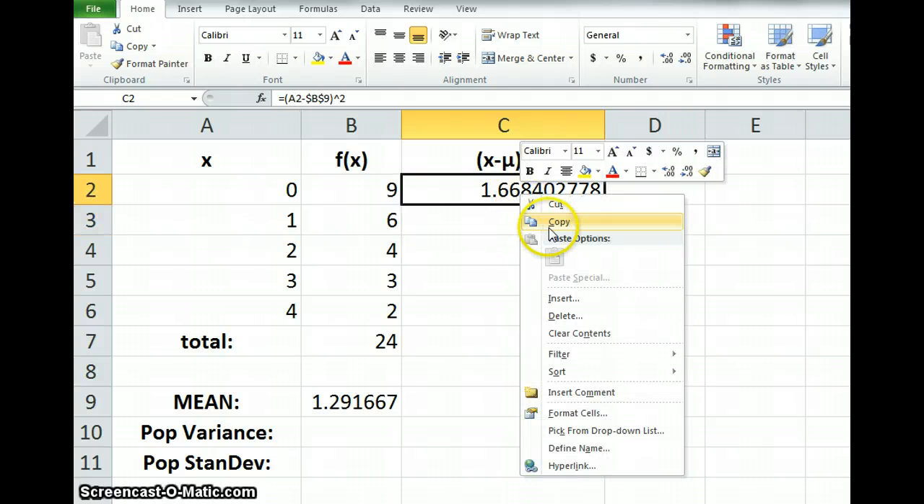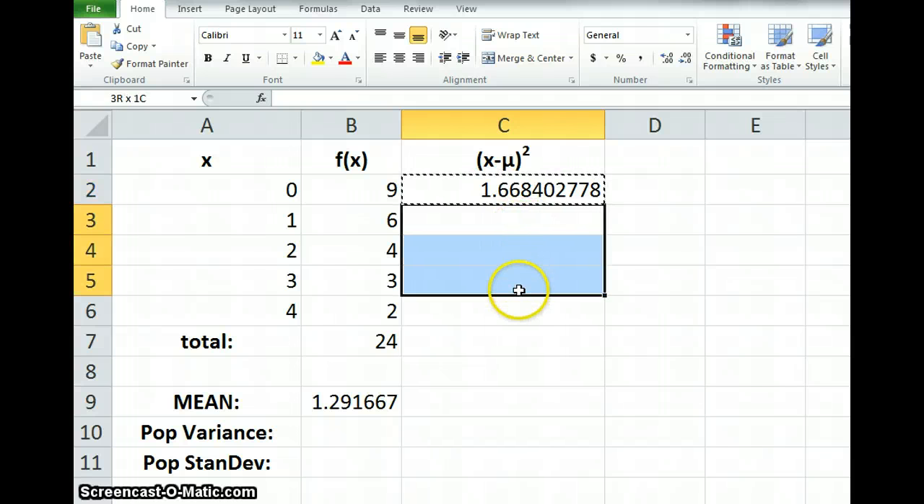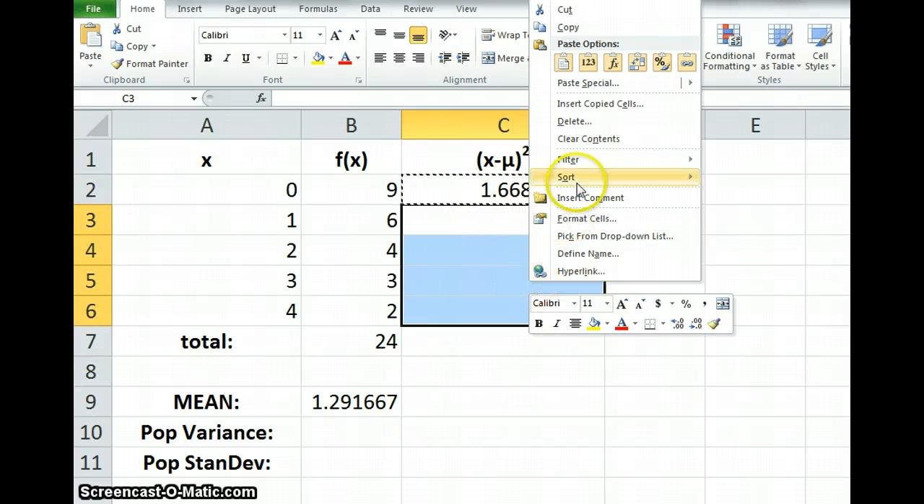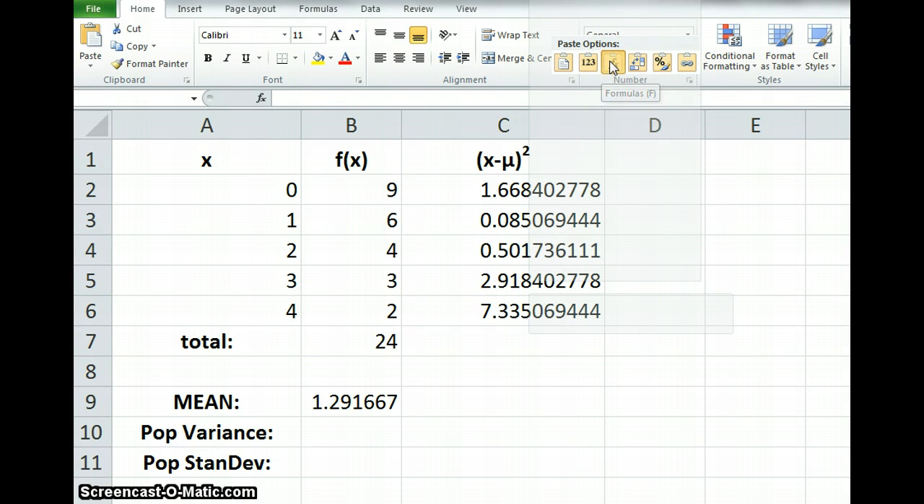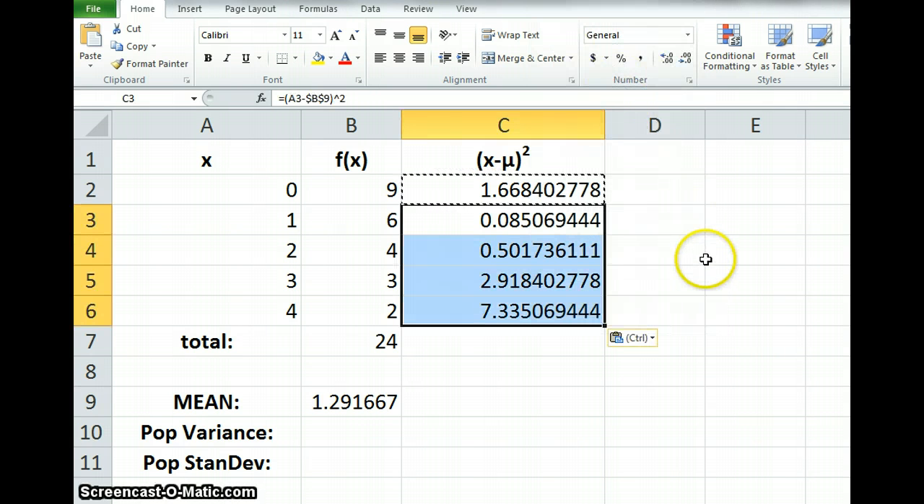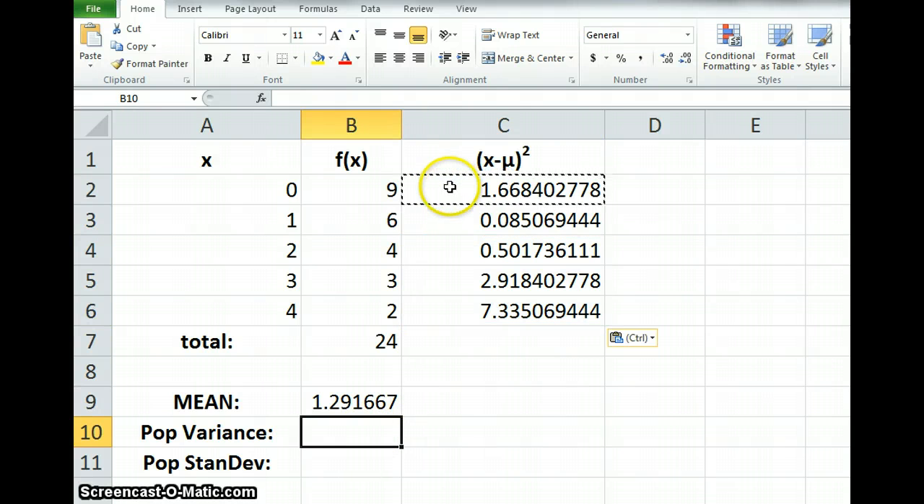And now if I copy this, drag down, paste, and my paste options, I actually want to paste the formulas here. So that's what I'm going to do. And there we go. So this is saying every time you have no defects, that adds 1.66 to your variance. Every time you have one defect, it's 0.08 to your variance, etc., etc. And now for the population variance, what I need to do is take each of those variances, multiply them by how many times they happened, in other words, the f of x, and then divide by the total number of hours I had. So let's see how that works.